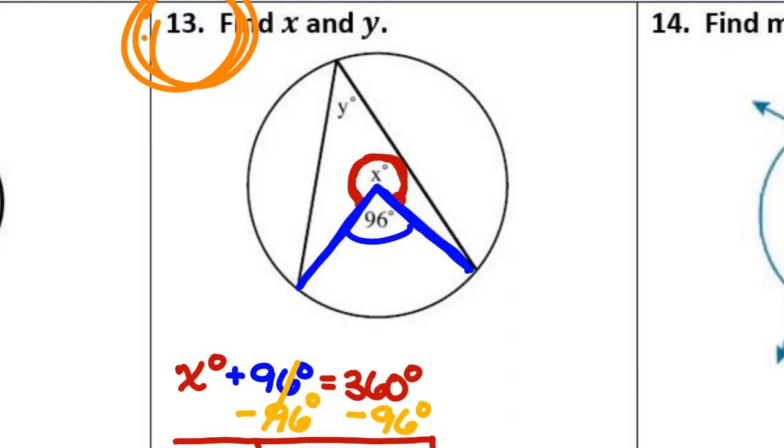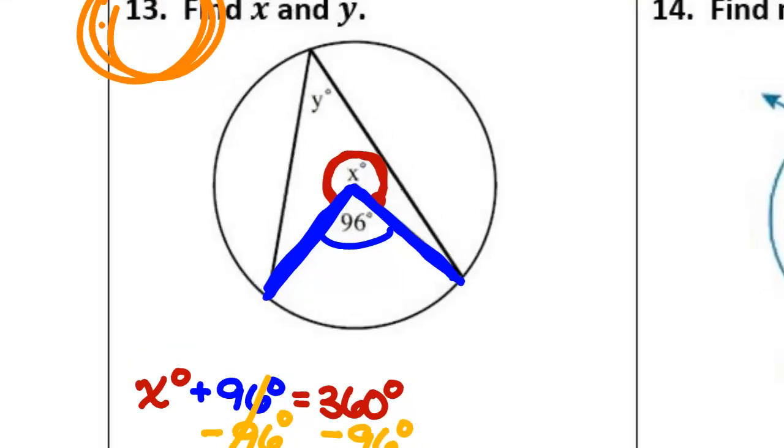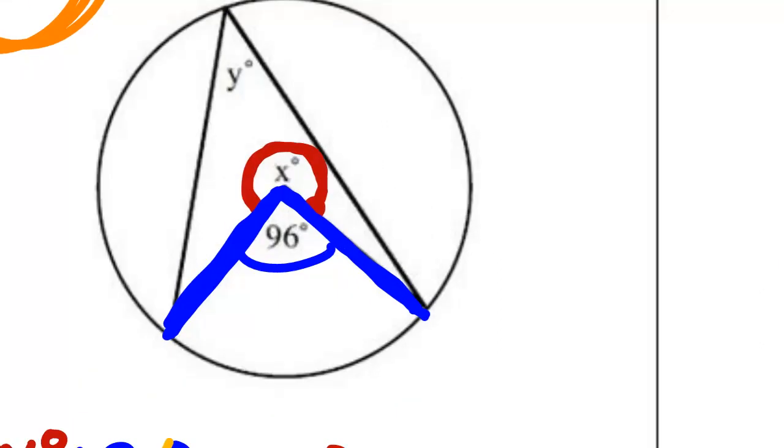What kind of an angle is this 96 degree angle here? We have 4 different kinds of angles that we talked about here. We had inside angles and outside angles. We had inscribed angles and central angles. What kind of angle is the 96? What kind of angle is this?